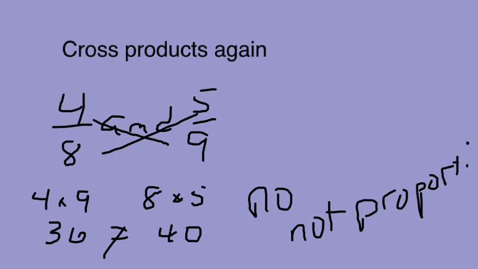You'll probably find that you use cross products, especially when you get into larger numbers. You'll probably use cross products more. But when you have smaller numbers, using simplest form to reduce or common multiplier is just as easy.